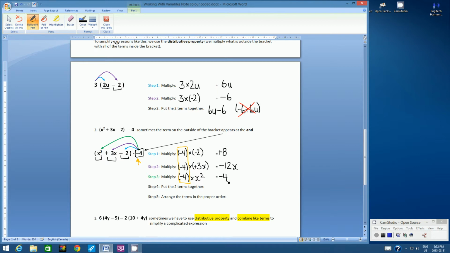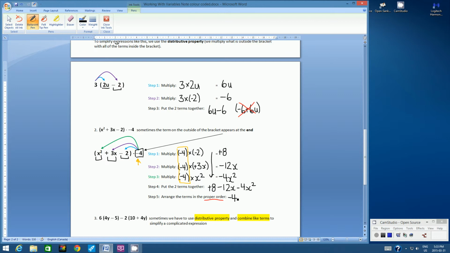Well, that's -4x squared. -4 times 1x squared is -4x squared. All right, so let's put the terms together without putting them in the proper order. So let's just list them from top to bottom. So if I were to just go from the top to the bottom, I've got positive 8, subtract 12x, subtract 4x squared. But now, let's write them in the proper order here. Okay, the proper order, remember, if we have any exponents, we write that term first.